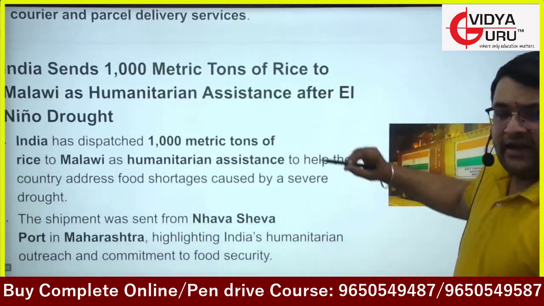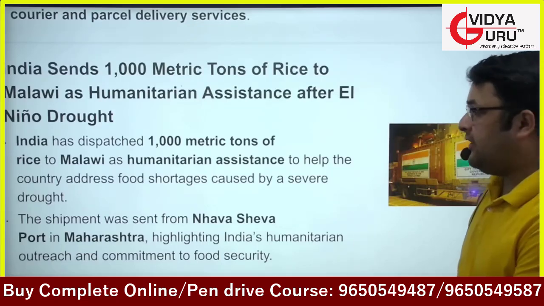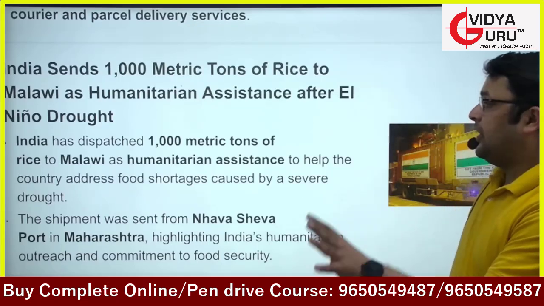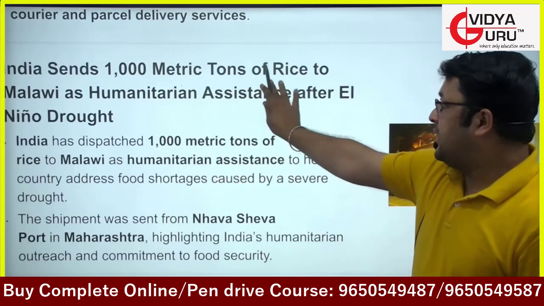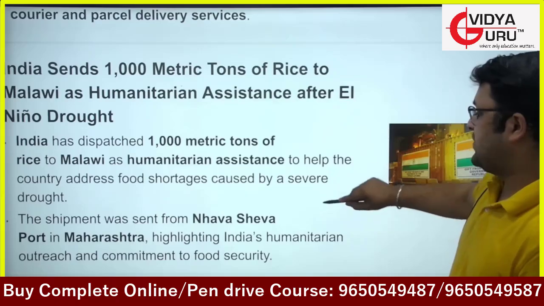Next, India has sent 1,000 metric tons of relief to Malawi as humanitarian assistance. After the El Nino drought, we sent 1,000 metric tons of rice as humanitarian assistance to Malawi.